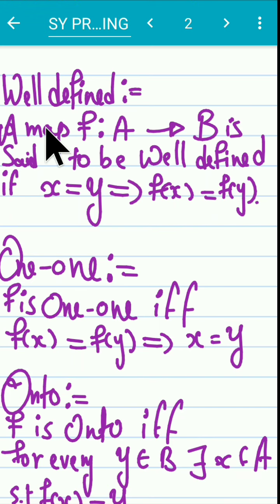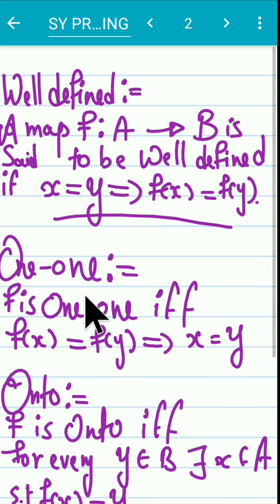So what is the definition of a well-defined function? A map f is said to be well-defined from A to B if whenever x is the same as y, then that should imply f of x is the same as f of y. What is the meaning of this? You guys have learned this many times, but what is the meaning of this? This says that if I have the same point, then their image is also the same. It is not possible that the same point goes to two different images.